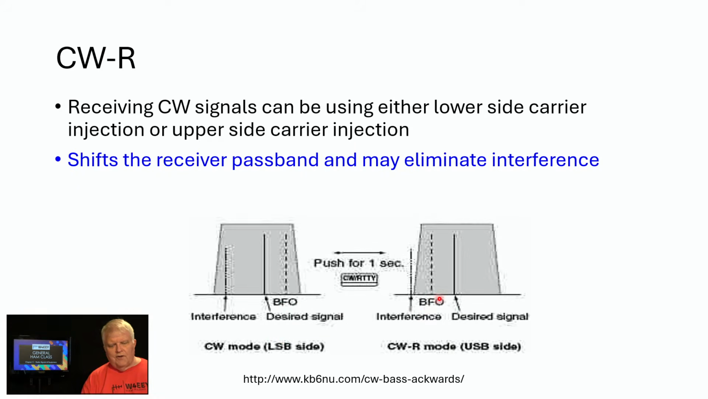below the desired signal. And when it's in one position, you see you've got your desired signal and you've got an interfering signal in your bandpass, whereas if you flip it, the interference signal is outside of the bandpass and you only hear one signal. So it's a way to shift a receiver's passband, and it may allow you to eliminate interference on CW signals. That's the CWR, or CW reverse button.